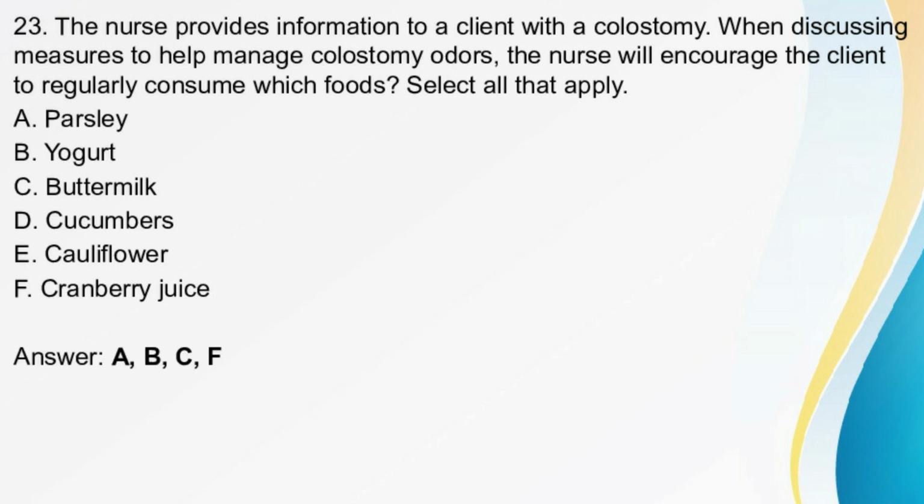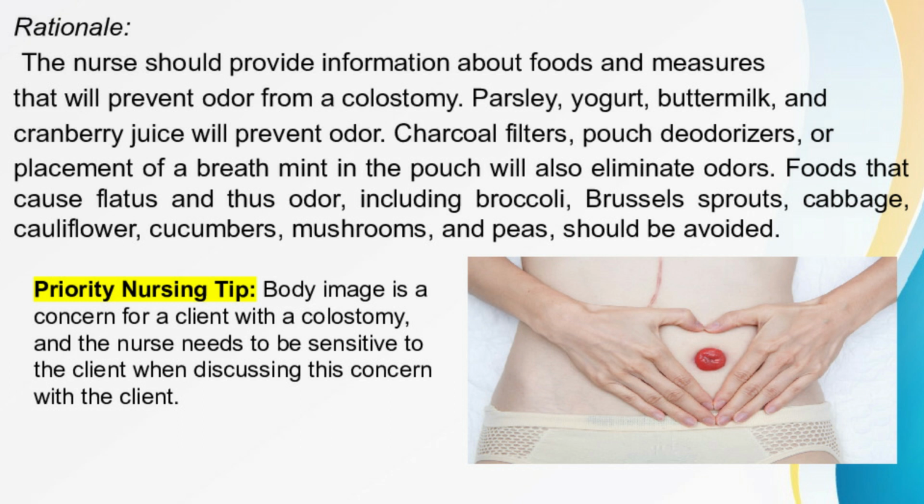Answer: letter A, B, C, F. The nurse should provide information about foods and measures that will prevent odor from a colostomy. Parsley, yogurt, buttermilk, and cranberry juice will prevent odor. Charcoal filters, pouch deodorizers, or placement of a breath mint in the pouch will also eliminate odors. Foods that cause flatus and thus odor, including broccoli, Brussels sprouts, cabbage, cauliflower, cucumbers, mushrooms, and peas, should be avoided. Priority nursing tip: body image is a concern for a client with a colostomy, and the nurse needs to be sensitive to the client when discussing this concern.